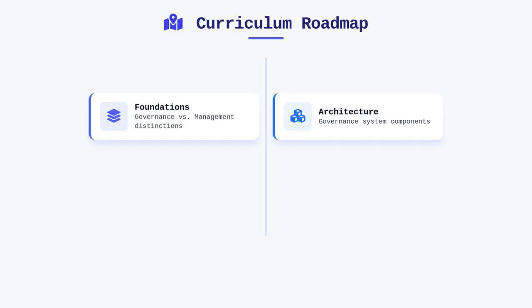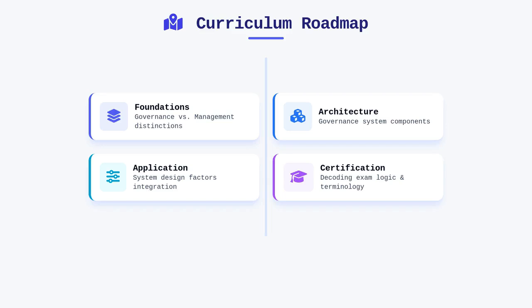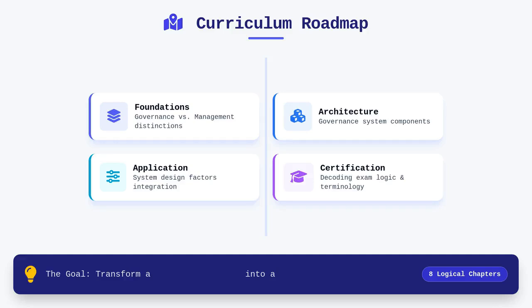The curriculum is structured across 8 logical chapters that follow the evolution and architecture of the COBIT framework. We begin by defining the distinction between governance and management, moving through the governance system components, and concluding with the practical application of system design factors. Each chapter builds upon the last, providing you with a systematic progression from abstract principles to actionable implementation strategies. You will learn how to parse the framework's terminology, which is essential for decoding the specific logic used in the exam questions. My objective is to provide a clear, technical roadmap that transforms a complex framework into a manageable mental model.